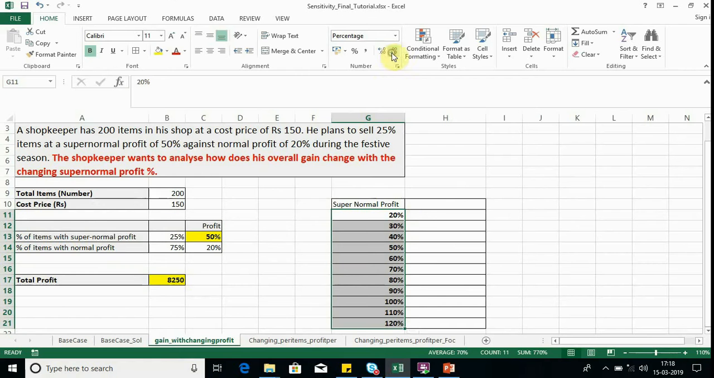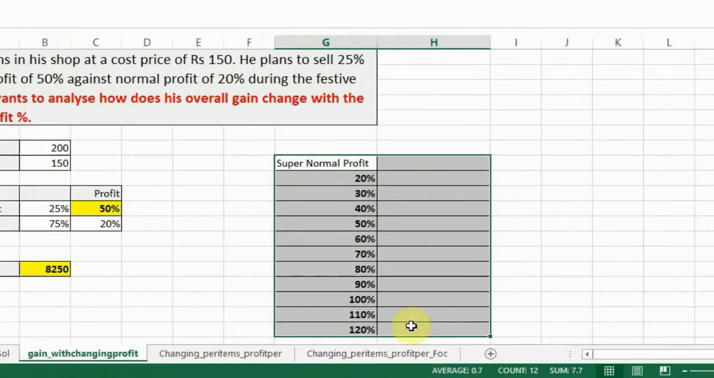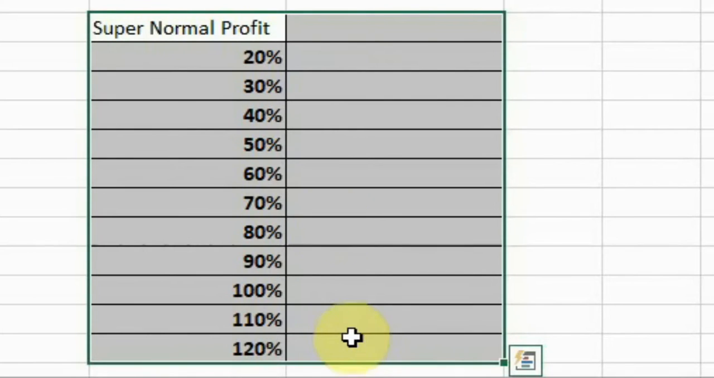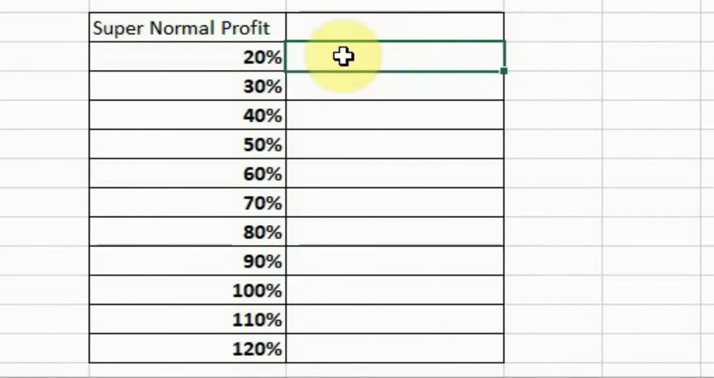Let's sanitize the data slightly. Now, if you look at this particular table, what we want to do is have a value for profit for each of these supernormal profit percentages. So we want to find out what my total profit is if my supernormal profit was 20%. Similarly, I want to find out what my total profit is if my supernormal profit percentage was 40%.